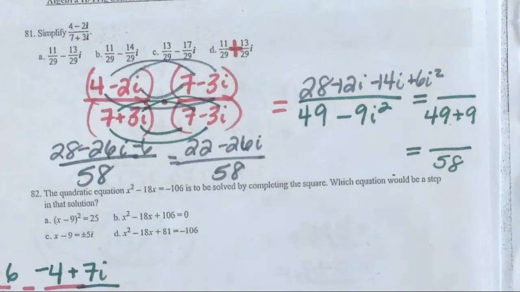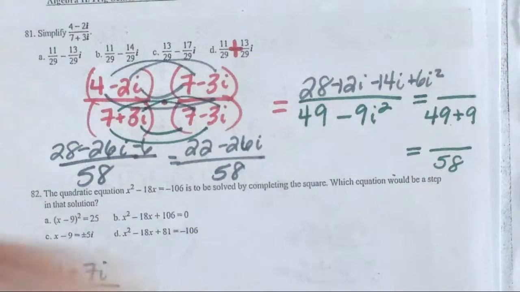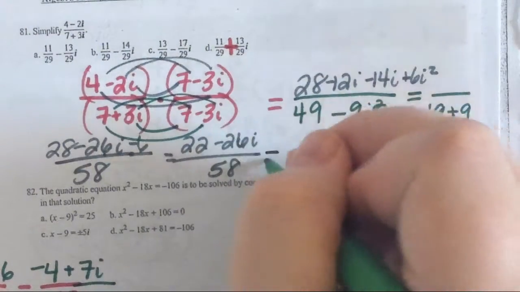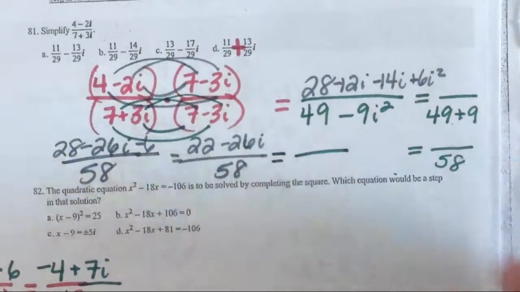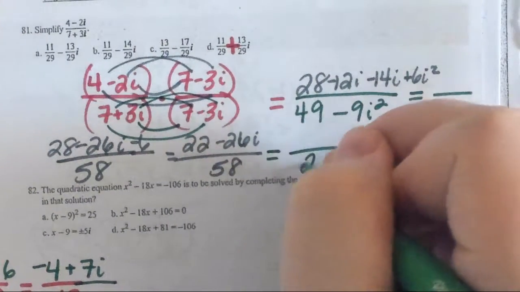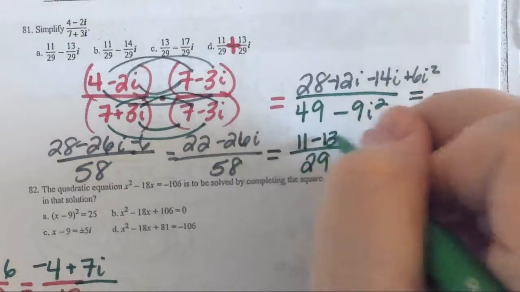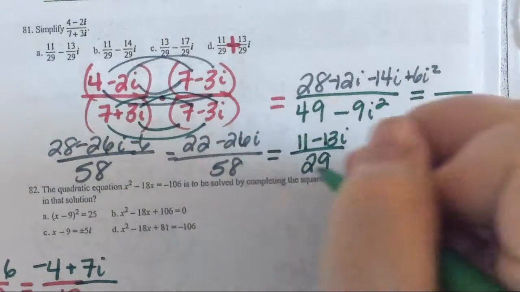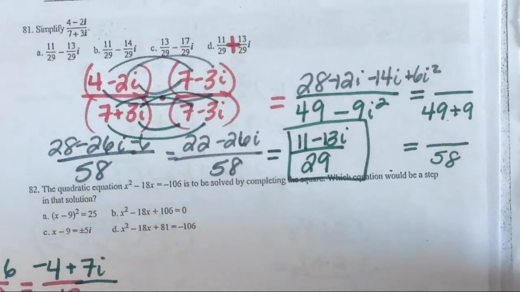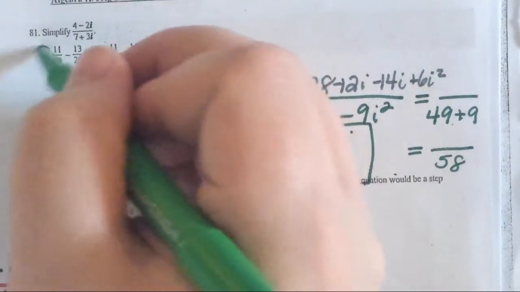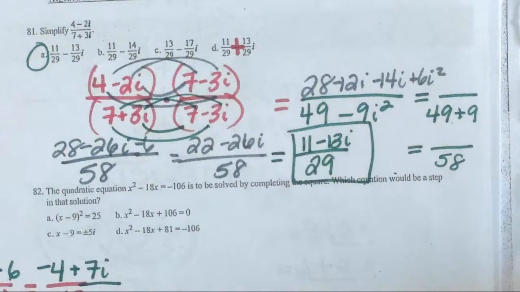Divide. Arturo gets 2 points. Notice the top and the bottom are both divisible by 2. 58 divided by 2 is 29. 22 divided by 2 is 11. 26 divided by 2 is 13. So it's really 11 minus 13i over 29. It's A. So it has to be A.